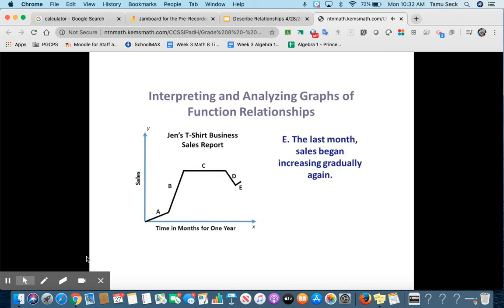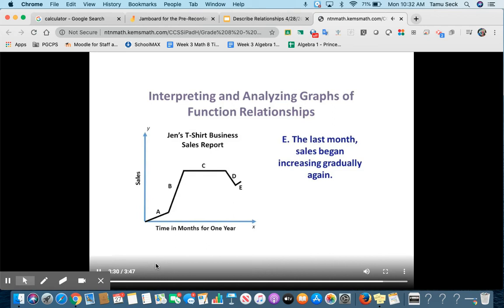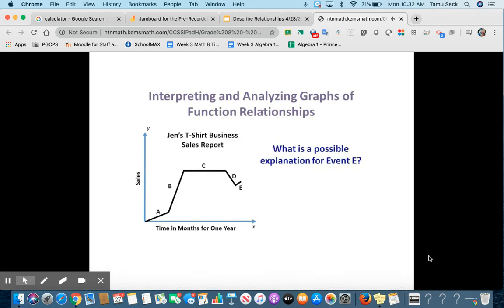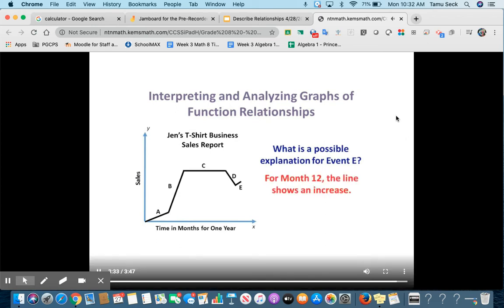And let's talk about event E. The last month, sales began increasing gradually again. What is a possible explanation for event E? For month 12, the line shows an increase.